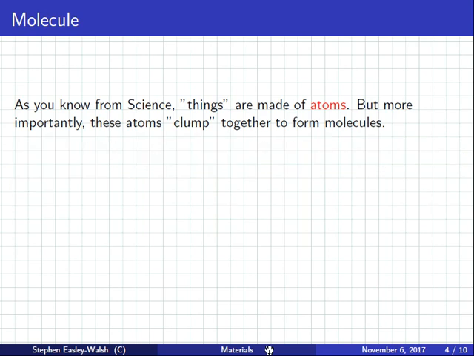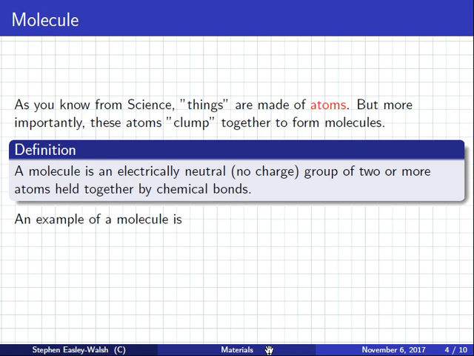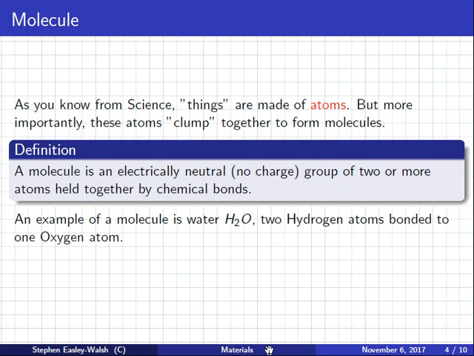I wonder what you say in chemistry a molecule actually is. Group of atoms chemically combined. Anything else? That was the last thing I was looking for. A molecule is an electrically neutral group of two or more atoms held by chemical bonds. I would like you to write this definition down again. It's probably very similar to what you did in chemistry. An example of a molecule is water, good old H2O. Two hydrogens and an oxygen.